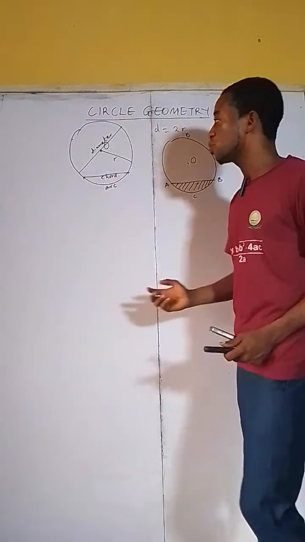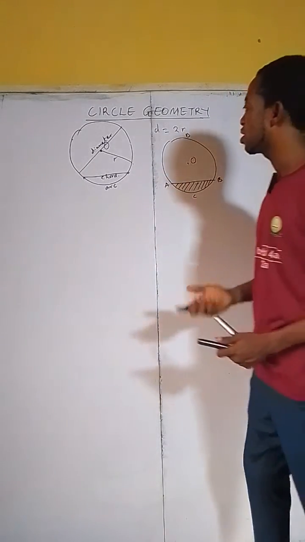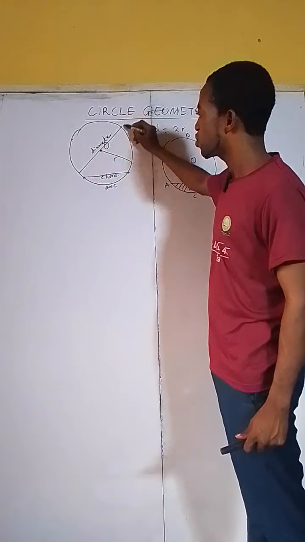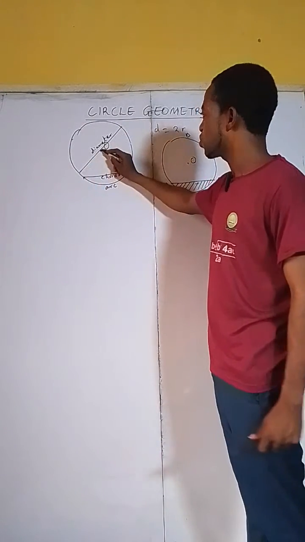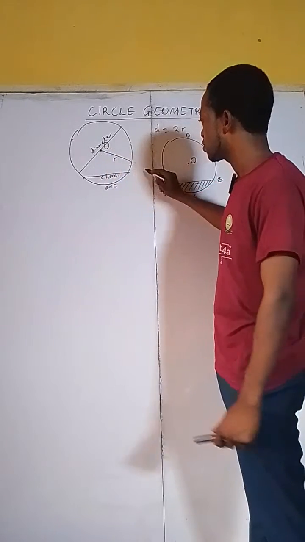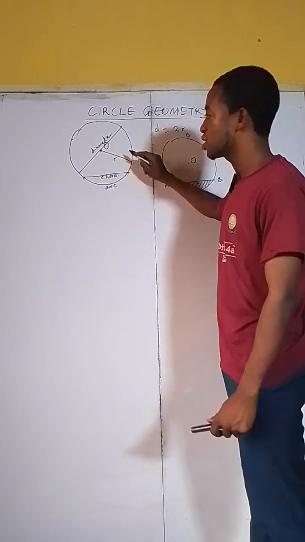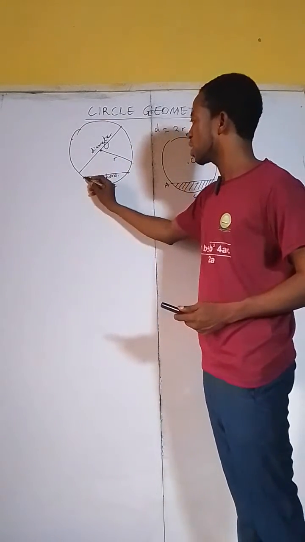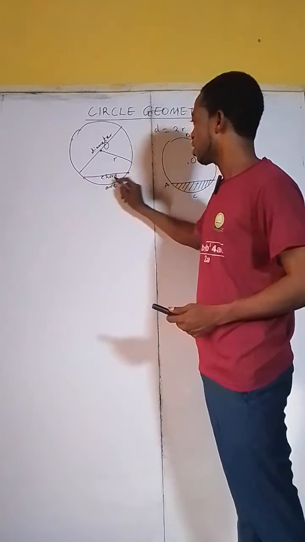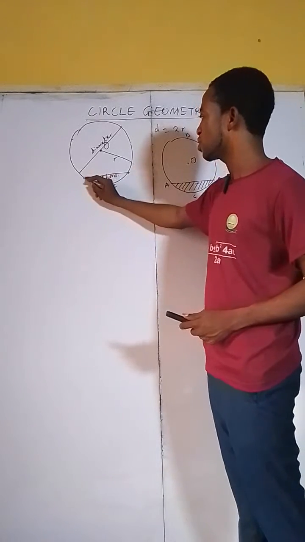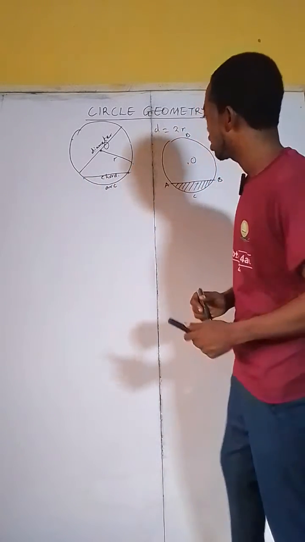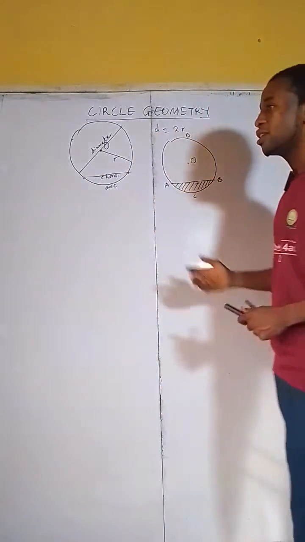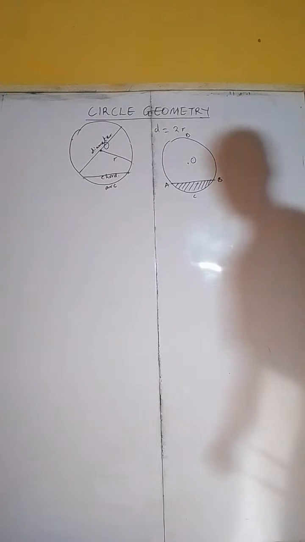Now, the important ones we need to know very well: we need to be familiar with the diameter, that is a line that passes through the center, and also with the radius, a line from the center to the circumference, and also with chord, that is a line drawn that touches the circumference on both sides. Also, we need to be familiar with arc very well. Now, let's go to the circle theorem.